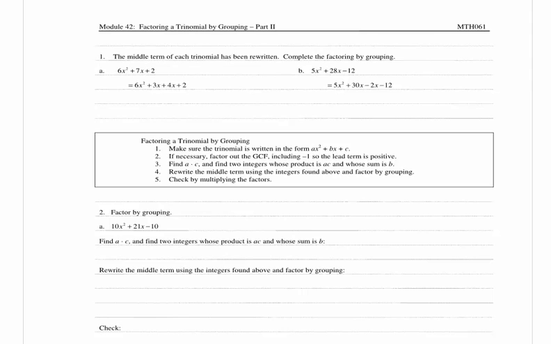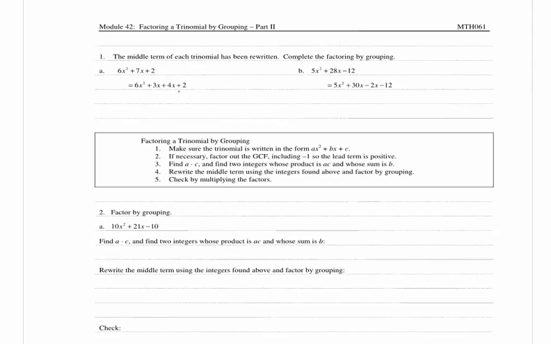And that's equal to 6x squared plus 3x plus 4x plus 2. They've written our middle term 7x as 3x plus 4x, and they got that by, if you look down into our box at number 3, we have find a times c and find two integers whose product is a times c and whose sum is b. So if we look at a times c, 6 times 2 is 12, and 3 times 4 is equal to 12, and 3 plus 4 is equal to 7. So that's how they've gone from 7x to 3x plus 4x.